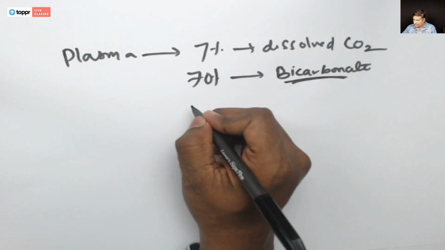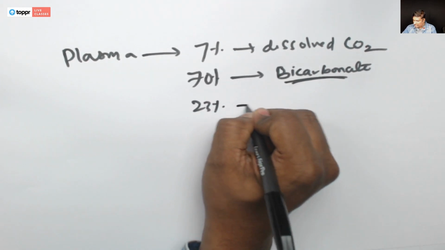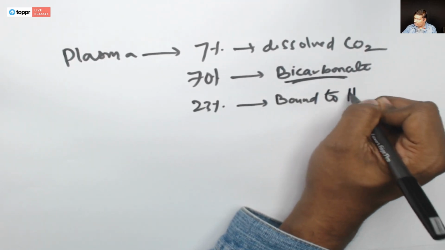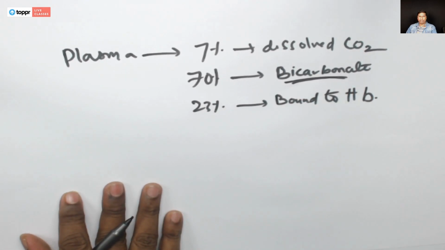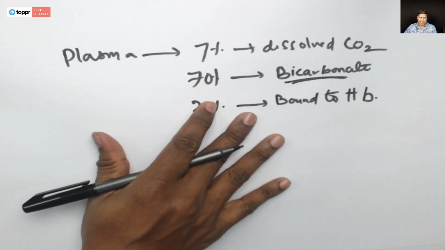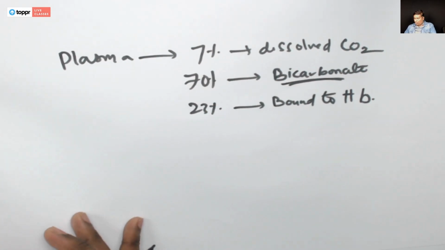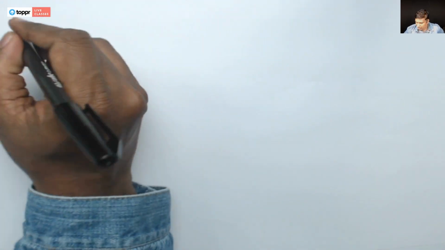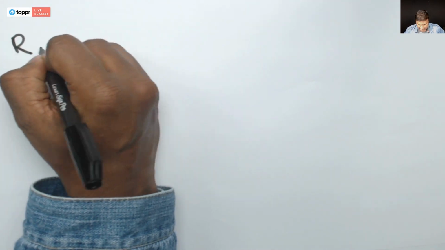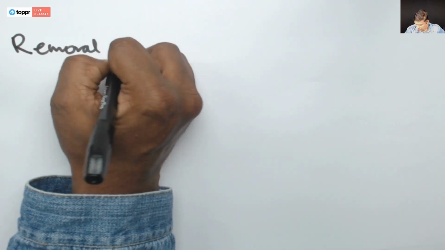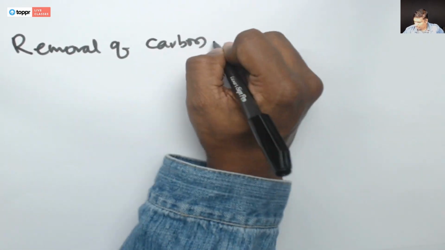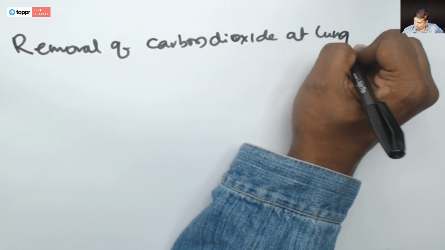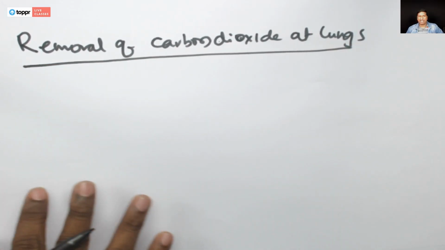Now in the RBC, the remaining 23% is bound to hemoglobin. So this is what is happening inside the RBC. Now, how is the removal of carbon dioxide at the lungs? Removal of carbon dioxide at lungs.